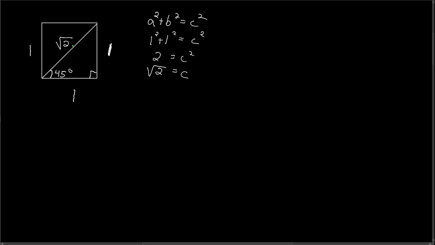Now we're going to define our relationships. I'm only going to focus on the 3 main relationships. The sine of a given angle is equal to the opposite over the hypotenuse. The cosine of a given angle is equal to the adjacent over the hypotenuse. And the tangent of a given angle is equal to the opposite over the adjacent.